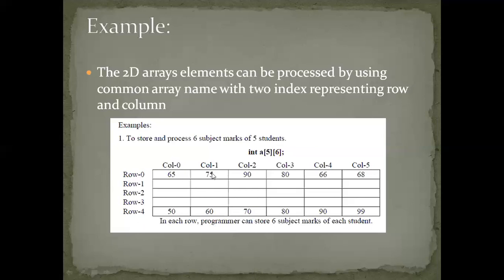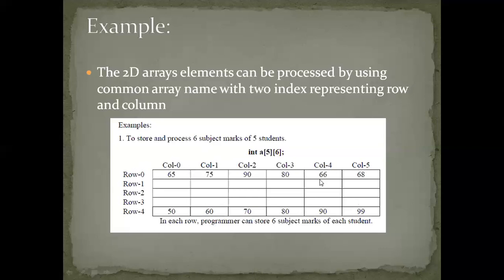Similarly for the column, it starts from 0 and ends with column size minus 1. What is the total column size? 6, isn't it? 6 minus 1 will be 5. Okay, fine. So these are the columns and these are the rows.